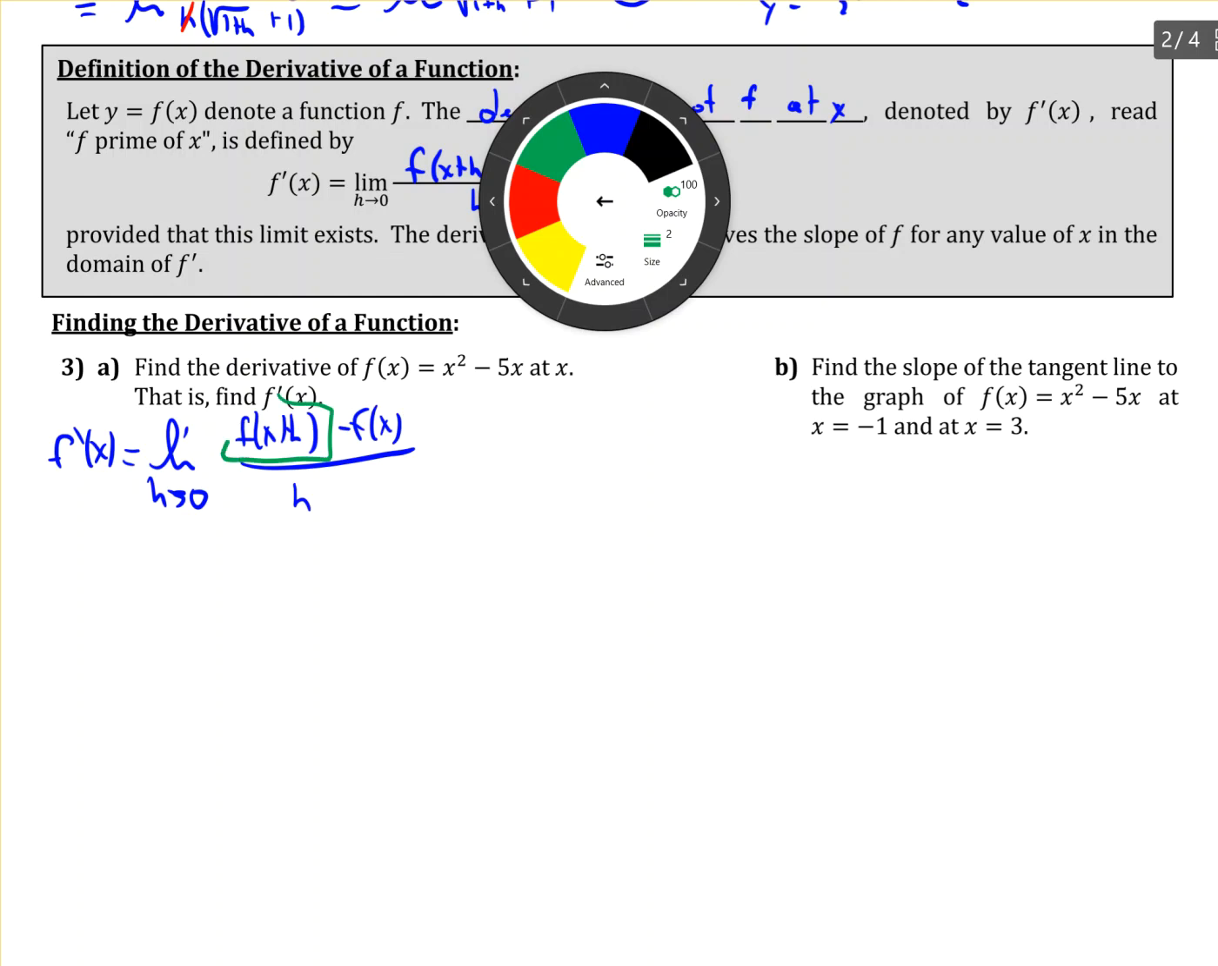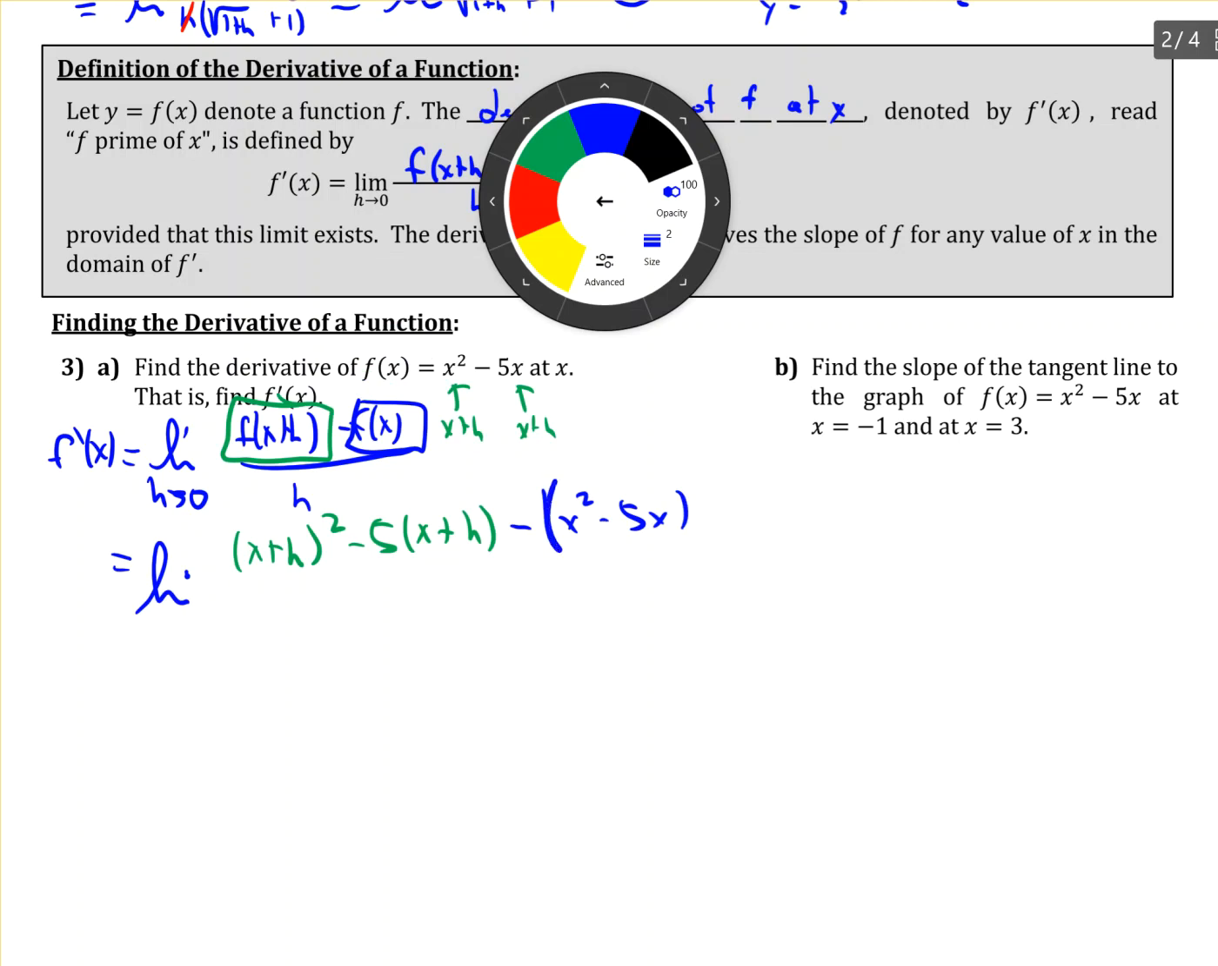Now, let's again color code this. So f of x plus h, I'm going to plug that in. That means I'm going to plug in x plus h everywhere I have an x. So x plus h goes in there, x plus h goes in there. So I'm going to have x plus h squared minus 5 times x plus h. Now, f of x is just x squared minus 5x. A common mistake is not having this in parentheses. When you're subtracting f of x, you have to have it in parentheses. It's a very, very common mistake. So all of that's over h.